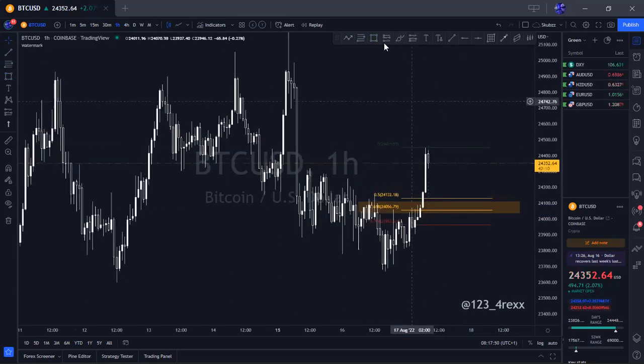So that's basically what's happening. But long term, we're still bearish. We're just climbing up, but we're still bearish. But short term, you can take it back. Do you understand?